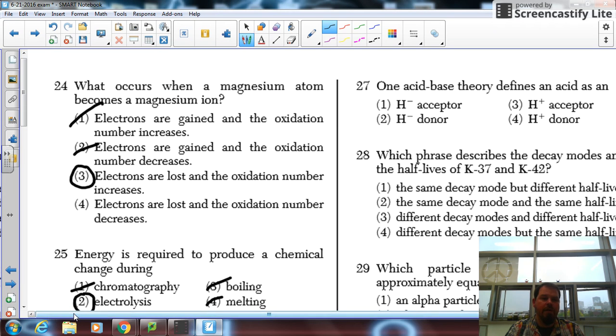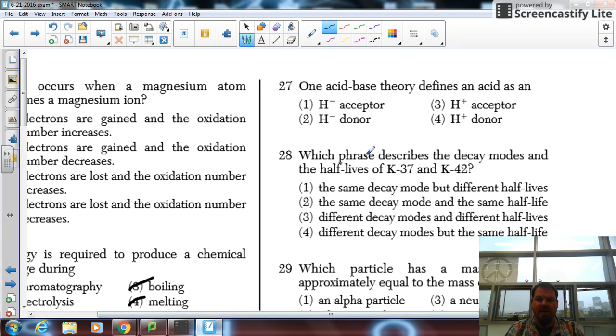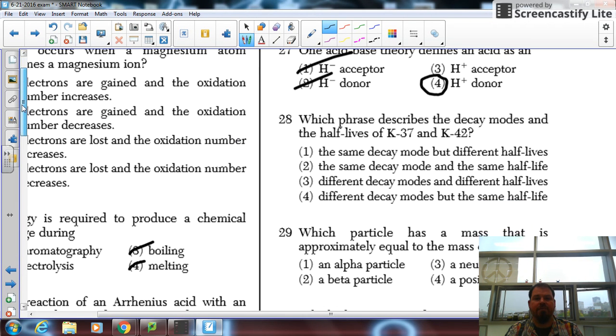Okay, one acid-base theory defines an acid as, well, first off, I'm looking at these 4 choices, and we never deal with H minus. So I'm going to go ahead and cross those out. Then by definition, I have an H plus acceptor and an H plus donor. The donor is to give off and the acceptor is to take in. So bases give off H plus. Acids take in that H plus. So the acceptor is the acid definition.